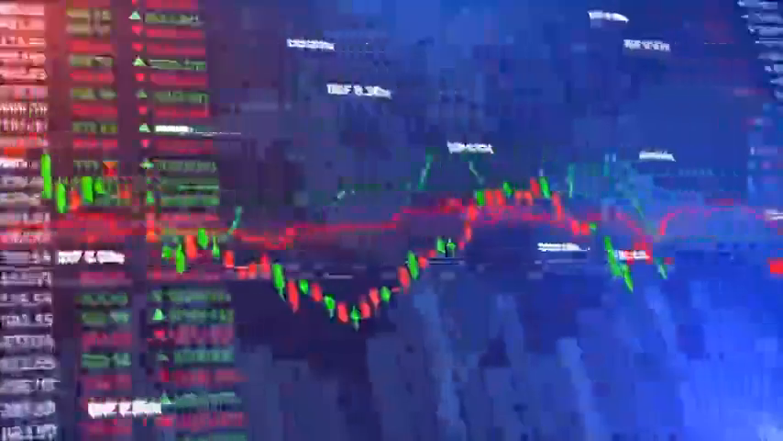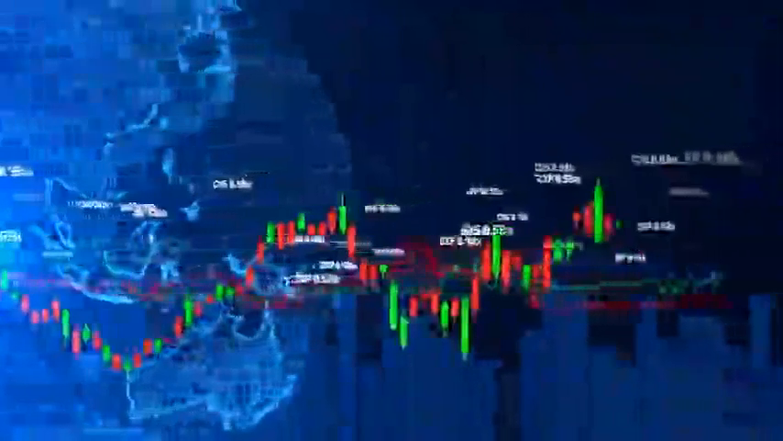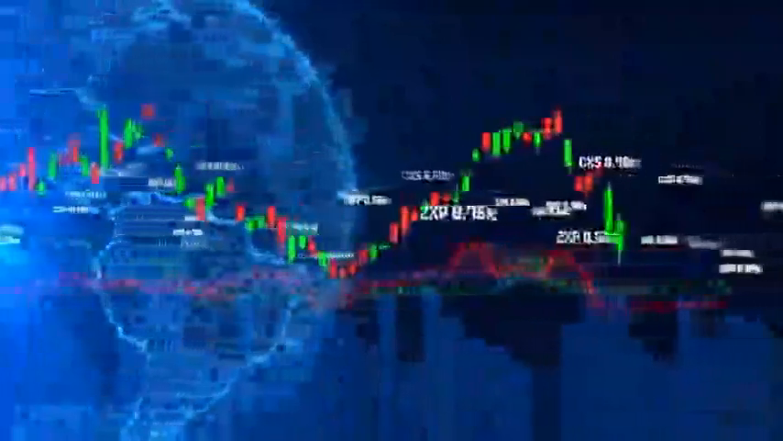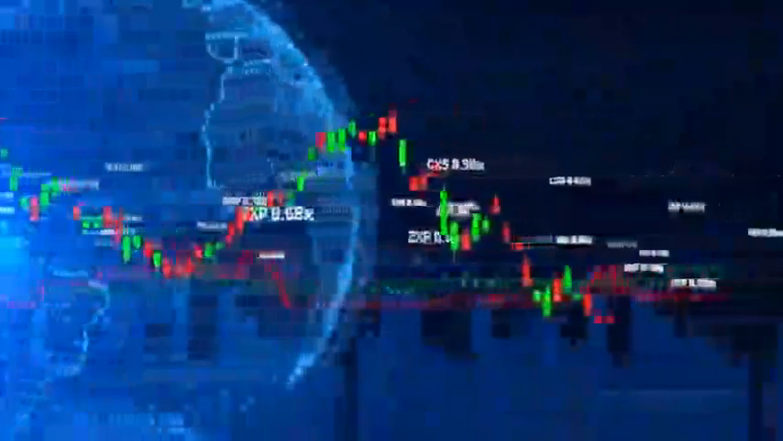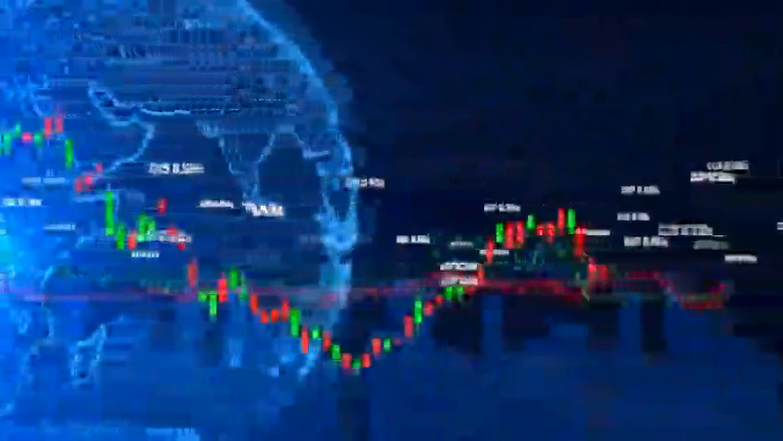Finally, I just want to reiterate the importance of doing your own research and making informed investment decisions. The stock market can be a volatile and unpredictable place, and there are always risks involved. However, with the right knowledge and tools, you can minimize those risks and make smart investment decisions that will help you grow your wealth over time.